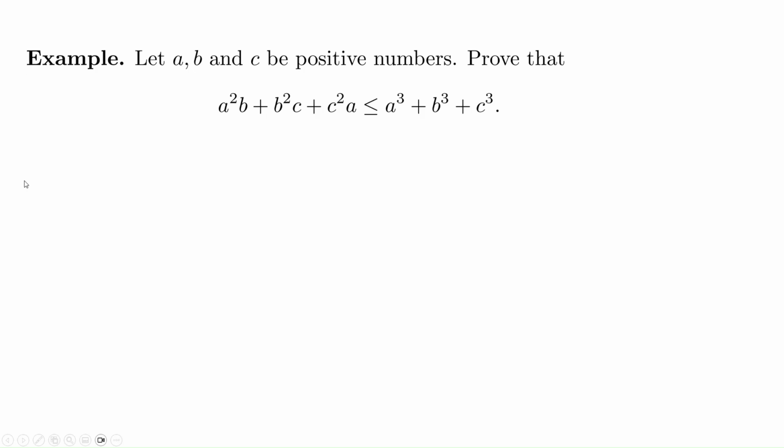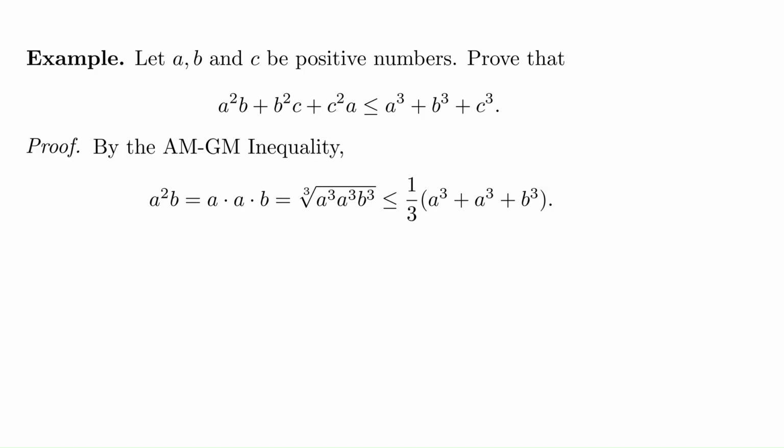We will see this relationship by an example. Let a, b, and c be positive numbers. Prove that a squared b plus b squared c plus c squared a is less than or equal to a cubed plus b cubed plus c cubed.